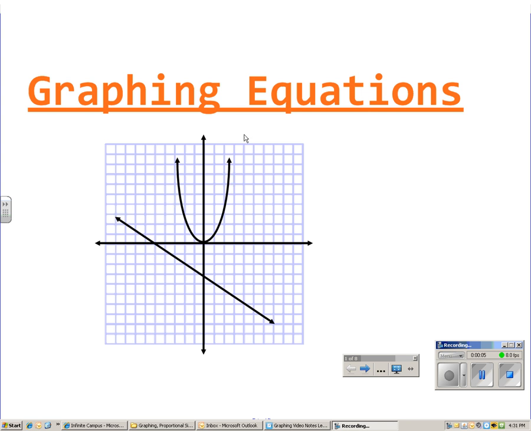I teach at Dodge Middle School, and today we're going to talk about graphing equations. So we're going to be looking at different lines, and after today's lesson, you will be able to actually graph lines that look like these, and you'll know how to do that, all right?